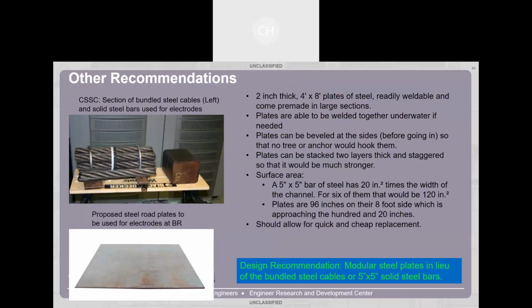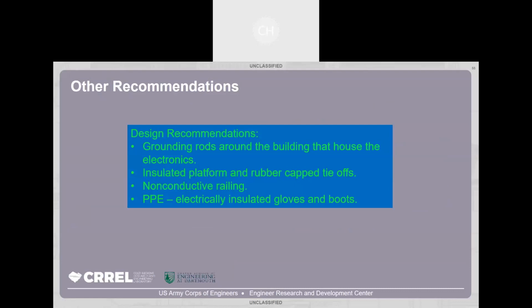Then our last recommendation for Brandon Road was talking about what to use for electrodes. The corrosion of the anode is a serious concern. Just some last other recommendations that were made were about electrical safety as well.